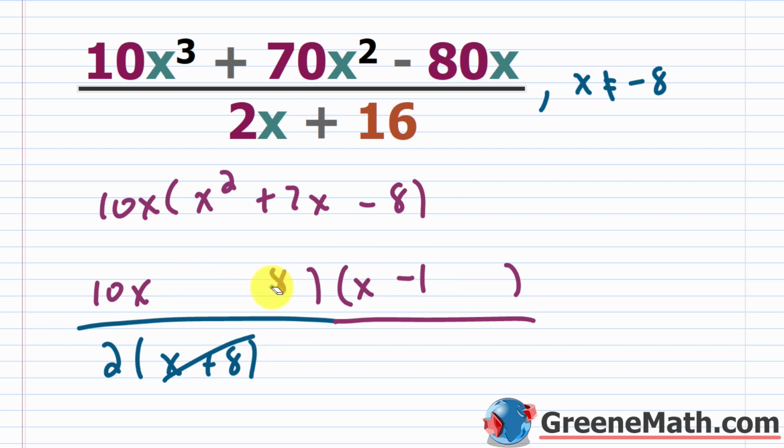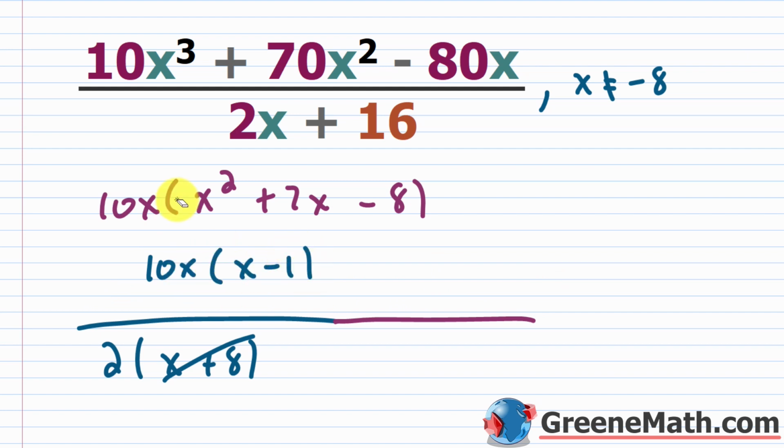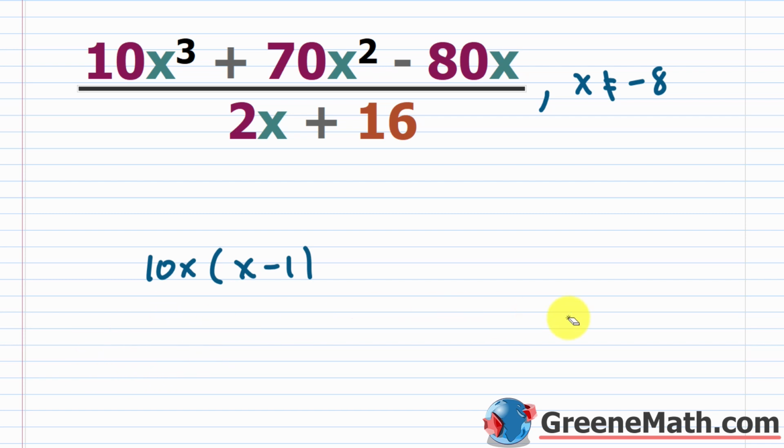So let me just slide this down. You have 10x times the quantity x minus 1. Let me get rid of this. We don't need this anymore. And then down here, everything's canceled except for the 2. And then, of course, we can still cancel because this 10 is divisible by this 2. 10 divided by 2 is 5. So you can really get rid of this altogether and put this as a 5x times the quantity x minus 1. And again, there's no denominator here, but you always want to carry your restriction over from the original rational expression.